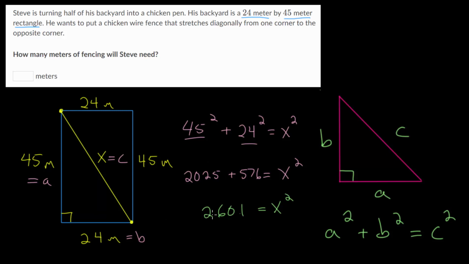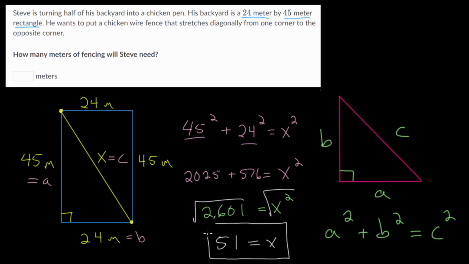And at this point, we can take a square root of both sides to cancel out that square. And the square root of 2601, this is actually a perfect square, so it has a whole number answer. In fact, this is 51, since 51 times 51 is 2601. So x in this case is this whole number answer of 51. And we were talking about how many meters of fencing Steve needs. So to run this fence diagonally across the yard, he would need 51 meters of fencing.